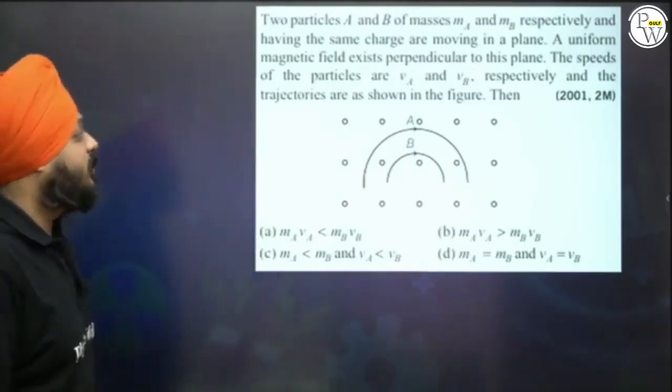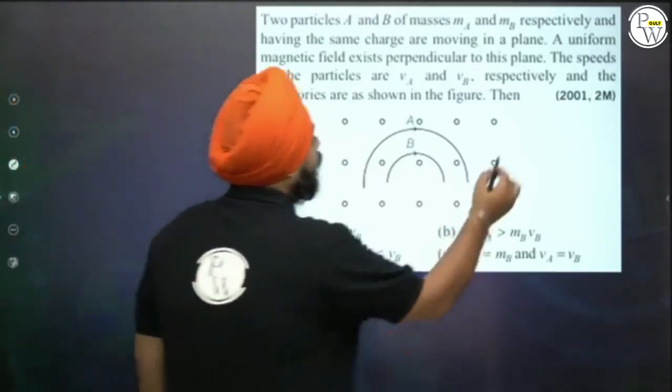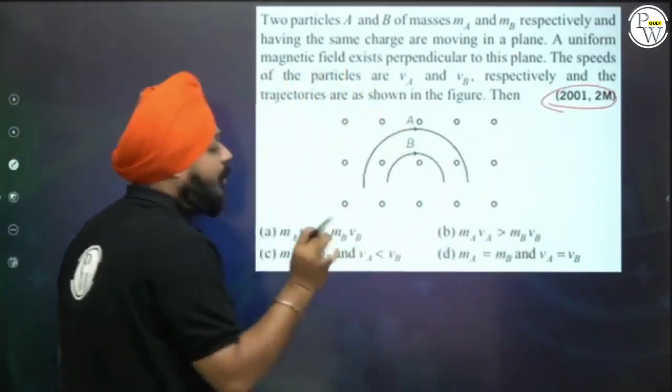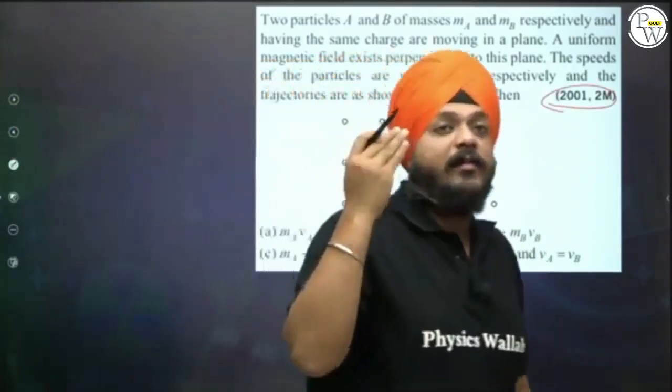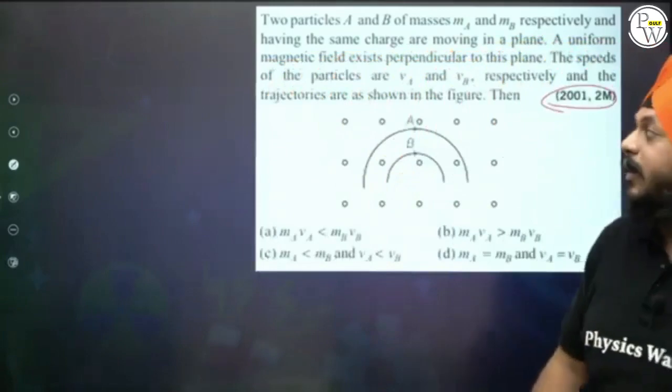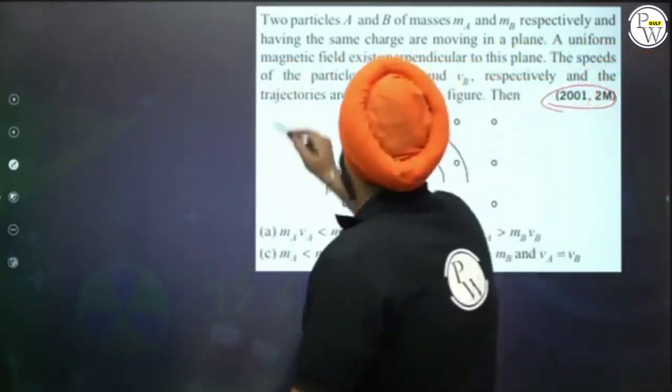Okay, so now this is a very awesome question that was asked in 2001. Again, it is based on the concept of a charge entering inside an external magnetic field. Let's move on to the question.